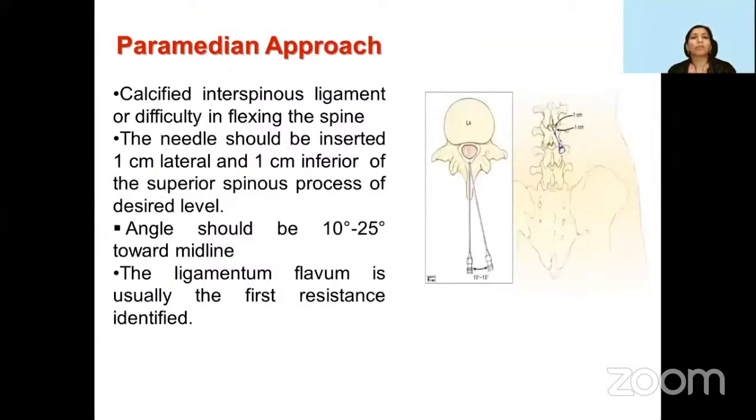The paramedian approach is used in the setting of a calcified interspinous ligament or where there is difficulty in flexing the spine. The needle is inserted 1 centimeter lateral and inferior to the inferior aspect of the superior spinous process of the desired level, and the angle is around 20 to 25 degrees towards the midline. The ligamentum flavum is usually the first resistance which is identified.